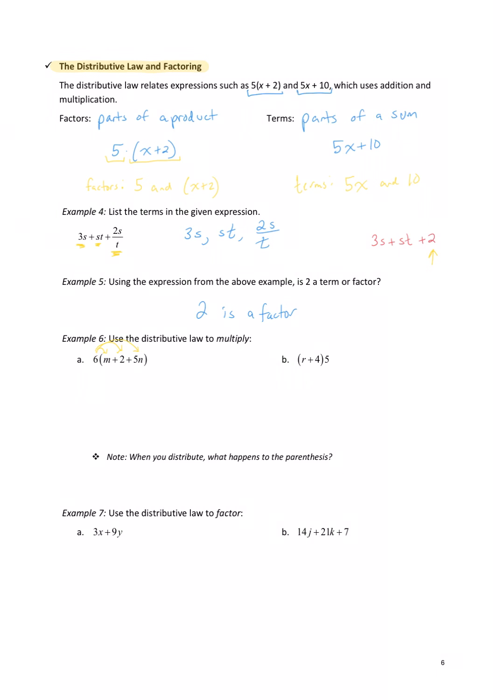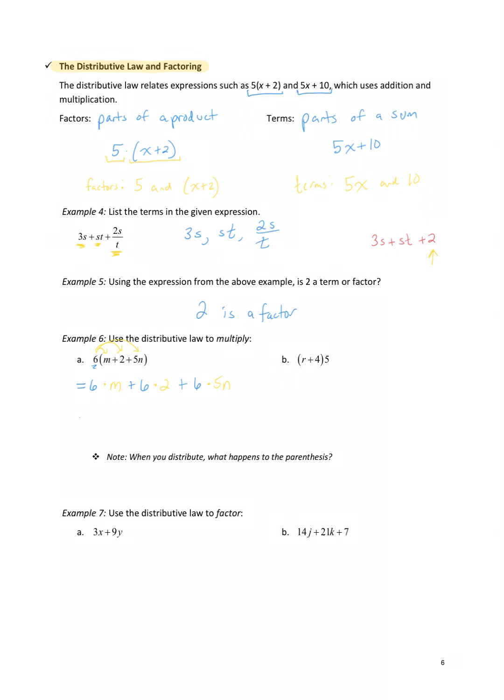So I'm going to start by putting my equal sign, and I have to take my 6, just like we said, and multiply it by the m, bring down the addition, we have to take the 6 and multiply it by the 2, again, bring down the addition, and then take the 6 and multiply it by the 5n. We are distributing the 6 to each term inside the parentheses.